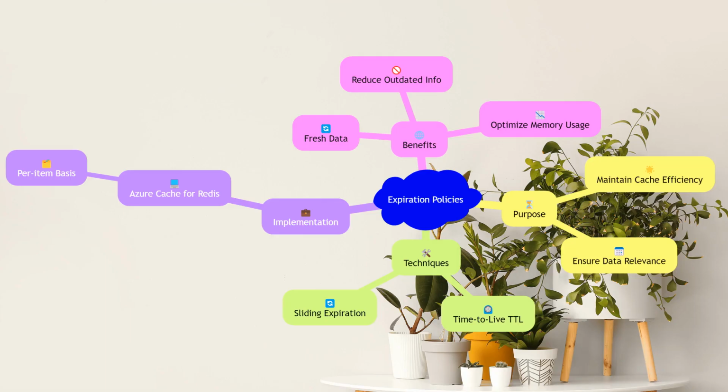Expiration policies determine how long data should remain in the cache before it is considered stale and removed. Setting appropriate expiration policies is crucial for maintaining cache efficiency and data relevance. Azure Cache for Redis allows you to set expiration times on a per-item basis, using techniques like time to live, TTL, and sliding expiration. These policies help ensure that the cache contains only fresh and relevant data, reducing the risk of serving outdated information and optimizing memory usage.